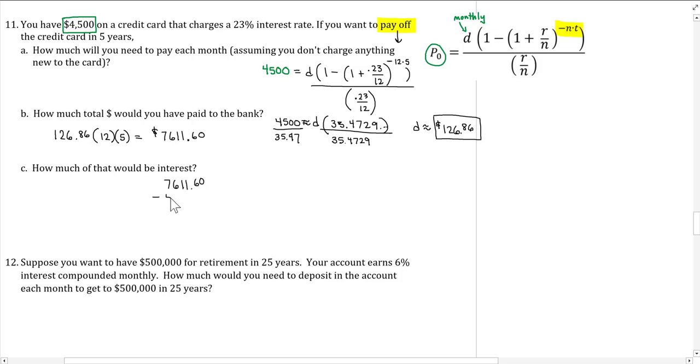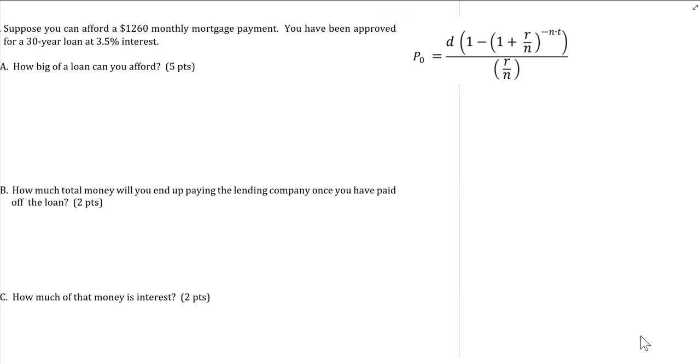And if I want to know the dollar amount that I paid in interest, just go ahead and subtract, leaving me $3,111.60 in interest, which is a lot of money. So hopefully you guys have learned, don't put the money on the credit card. Let's go ahead and jump to the last problem.